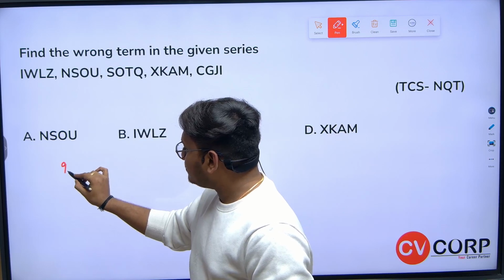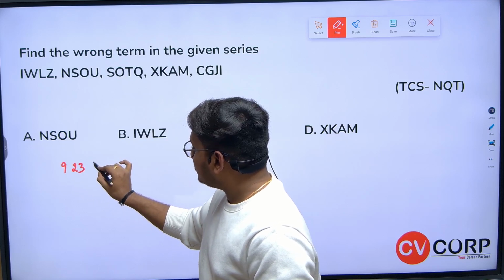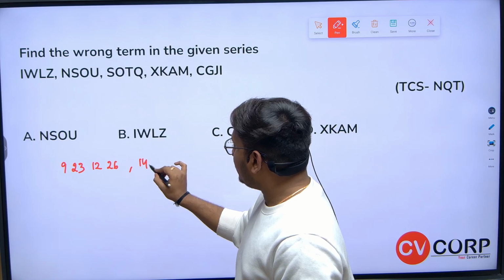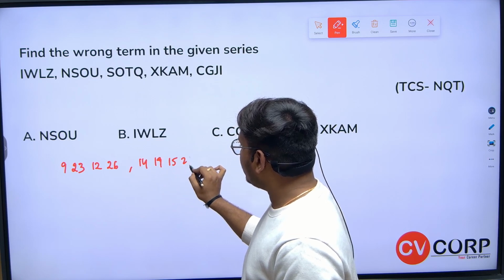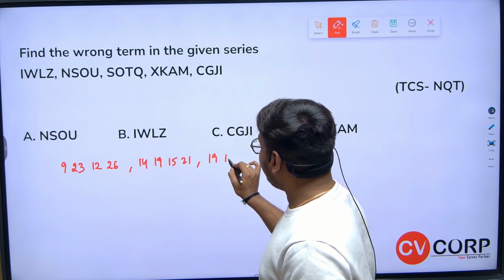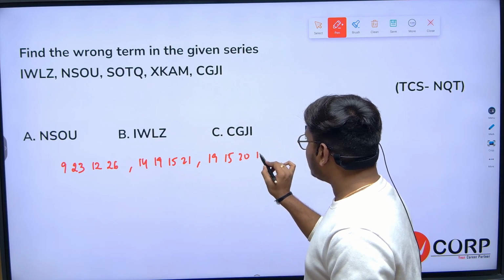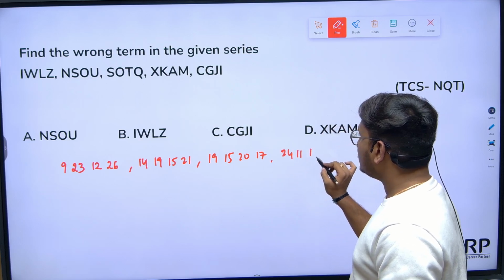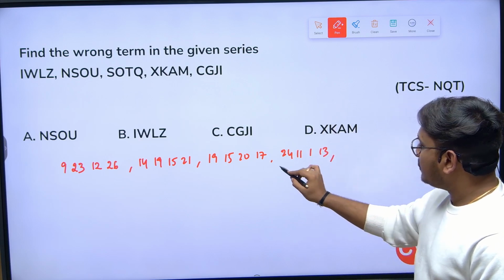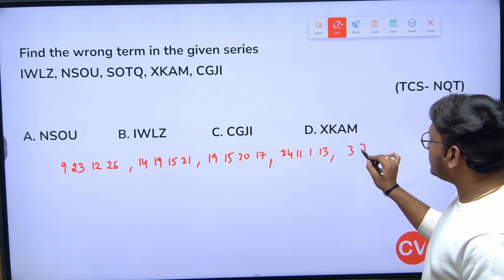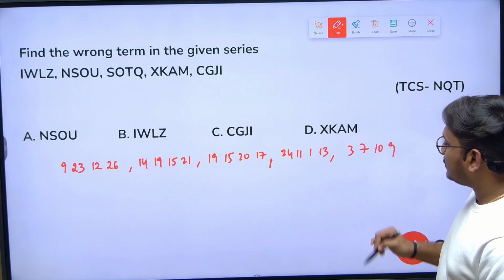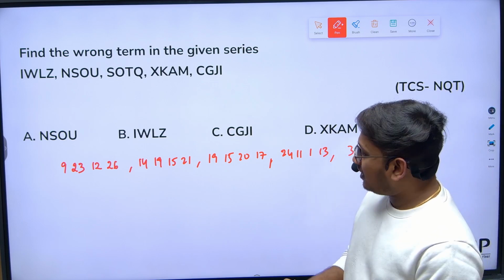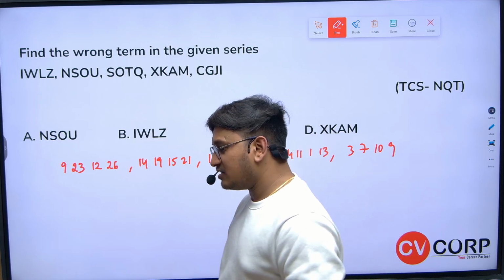9, 23, 12, 26. Next 14, 19, 15, 21. Next 19, 15, 20, 17. Next 24, 11, 1, 13. Next 3, 7, 10, 9. Now you just need to pick out the one particular cluster which is in the wrong pattern.